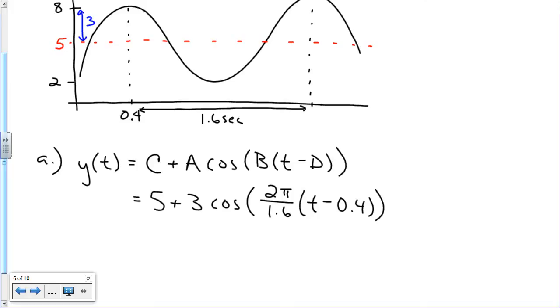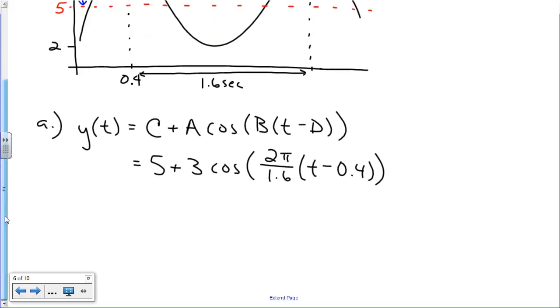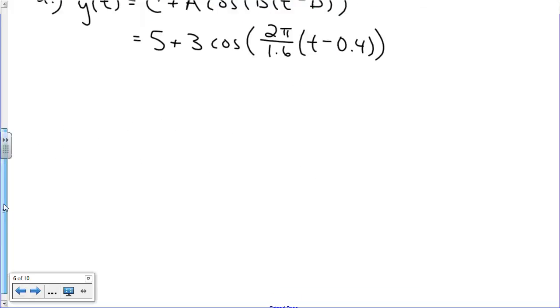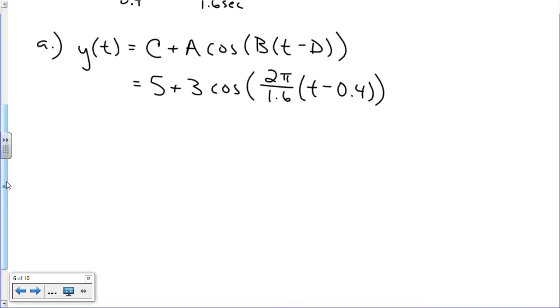So there is our sinusoidal equation. As far as the value of b is concerned, I'd leave that as 2 pi over 1.6. It's nice to write it in that form, because if it's 2 pi divided by some number, that number you're dividing by is the period. So I'd leave it just in that form. Don't try to simplify it. All right, for part B now, it says to write an equation for the derivative, y prime. So now that we have y, we should be able to find the derivative of it.